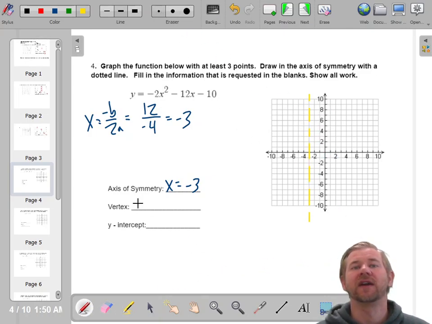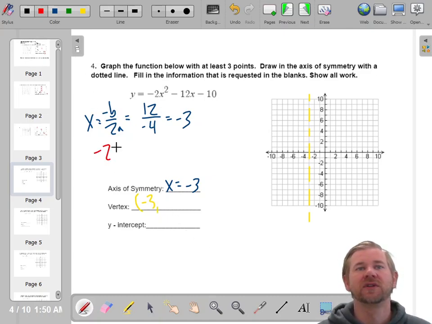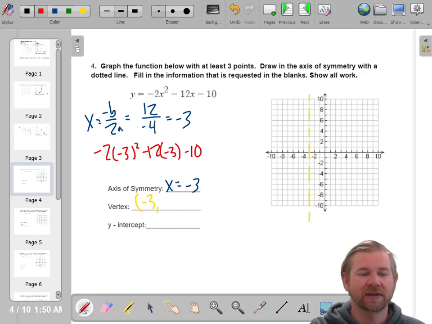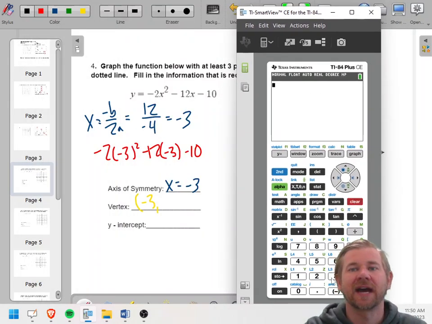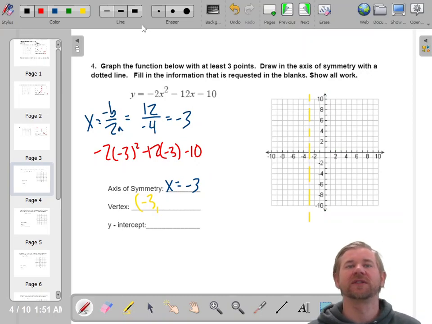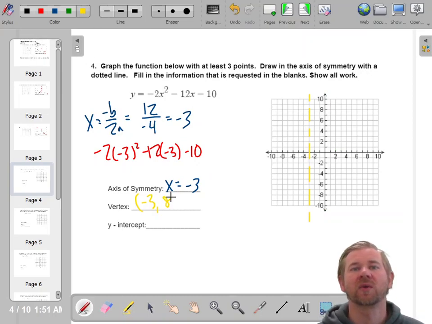All right. To find the vertex, you plug negative 3 in. So I'll do negative 2 times negative 3 squared minus 12 times negative 3 minus 10. And you can use a calculator, but you just need to know what you're trying to find. And I always encourage you to write out what you're typing in. Negative 2 times negative 3 squared minus 12 times negative 3 minus 10 gives 8. So we knew the x-coordinate of the vertex was negative 3. Now we know the y-coordinate is 8.